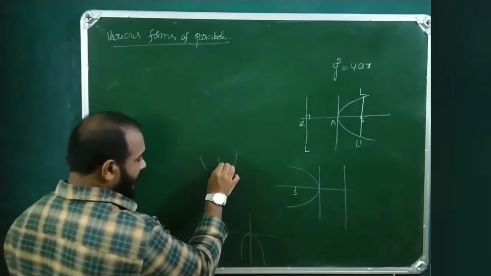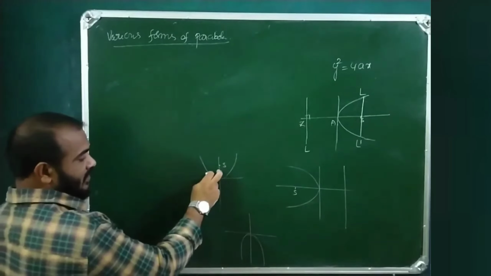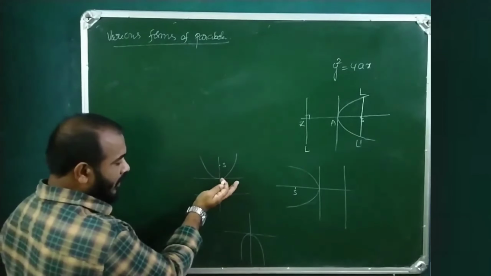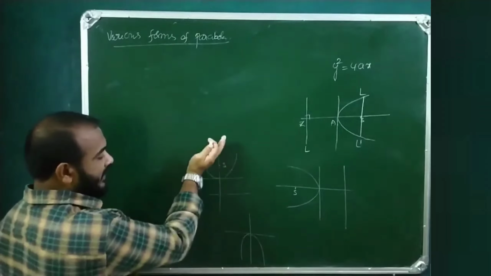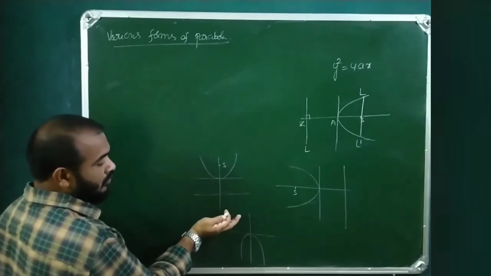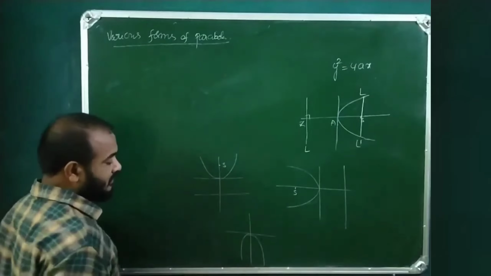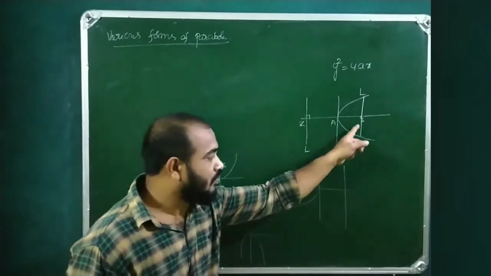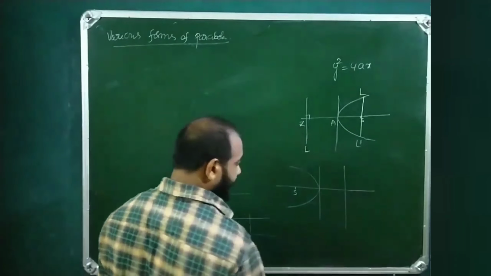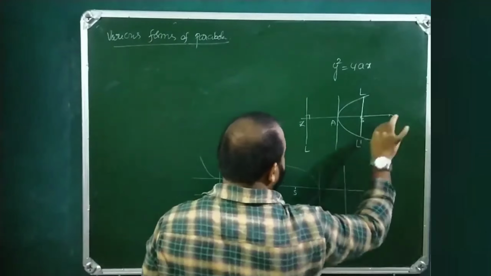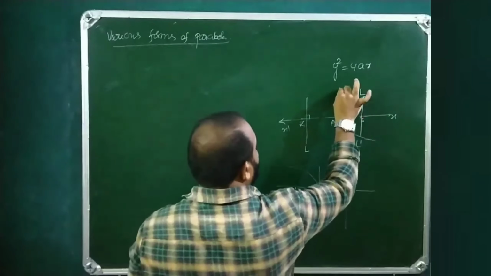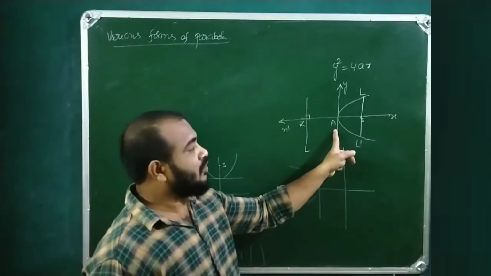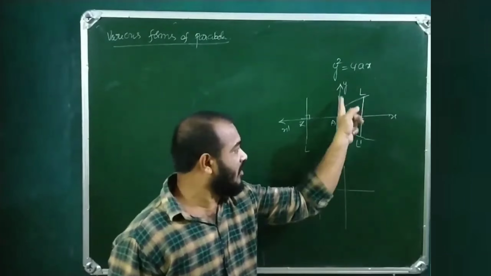And here, if the focus is lying above the x-axis, then the directrix lies below the x-axis, like this. And if you see all these parabolas, this being the coordinate axis, x dash, y dash, A is the intersection point of the coordinate axis, x-axis and y-axis.